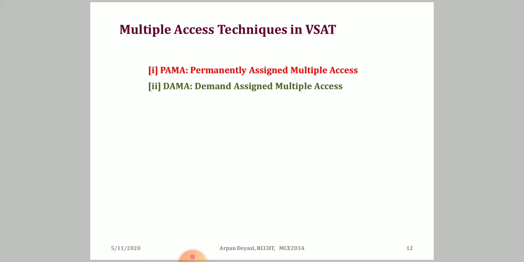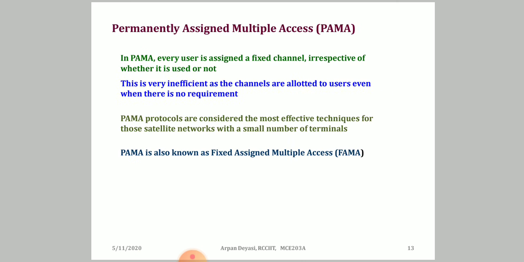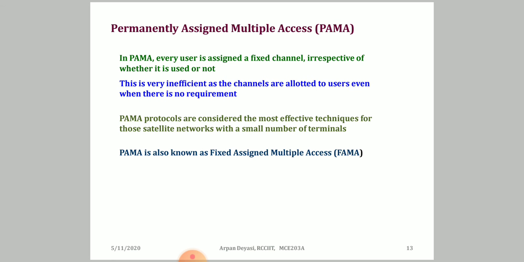So what are the multiple access techniques in the VSAT? We have used two types of multiple access techniques in general. One is called PAMA, another is called DAMA: permanently assigned multiple access and demand assigned multiple access. In permanently assigned multiple access, every user is assigned a fixed channel irrespective of whether it is used or not. Please remember again, every user is assigned a fixed channel, whether you use it or you don't use it. That is inefficient because channels are allotted to users even when there is no requirement, so channels sit idle.